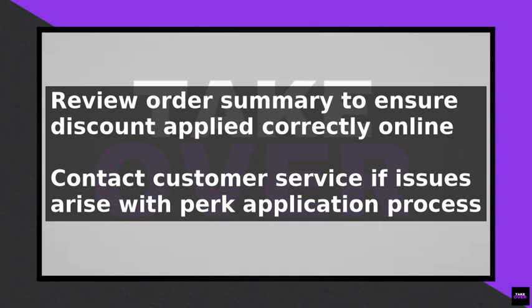You can also use the Home Depot mobile app to access your perks and rewards on the go, and receive notifications about exclusive sales and promotions. By following these steps, you can easily use your Home Depot perks online and start saving money on your home improvement projects. Remember to always read the terms and conditions of each perk, and to plan your purchases strategically to maximize your rewards.